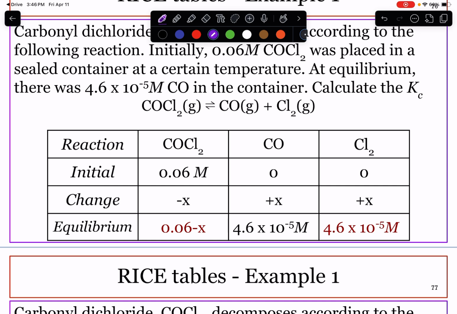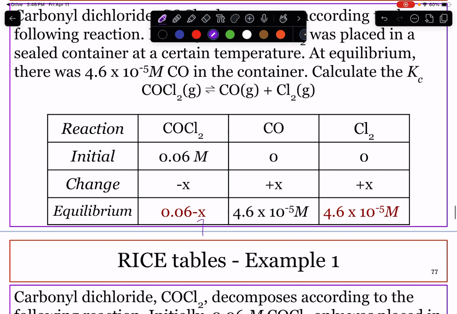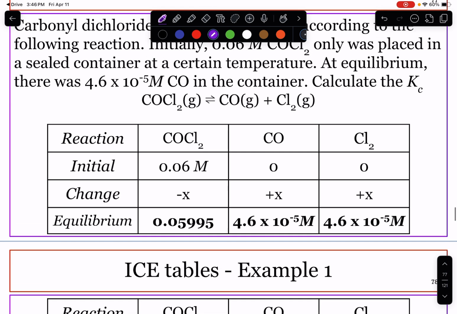You cannot get a carbon monoxide molecule without also getting a chlorine molecule, where the only place they're coming from is carbonyl dichloride. So then we can plug in this 4.6 times 10 to the -5 value for x into our equilibrium value. Pause and type that into your calculator, 0.06 minus this value. You should get 0.05995. So these are the equilibrium values.